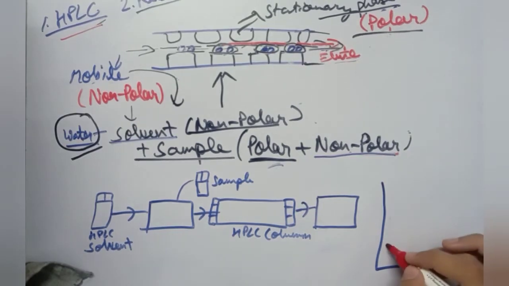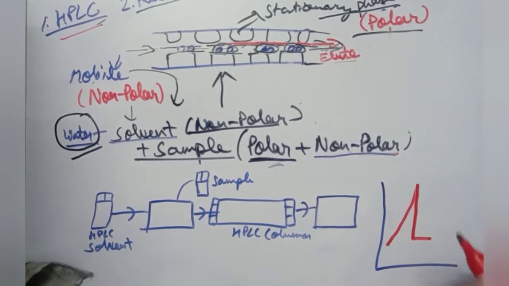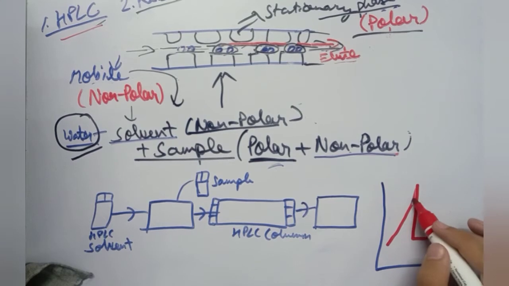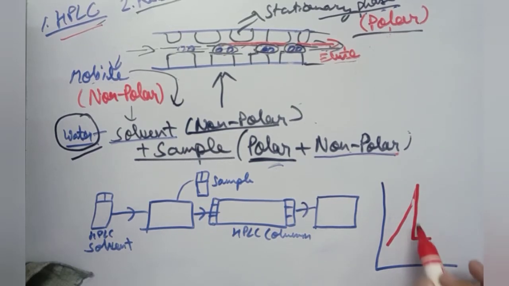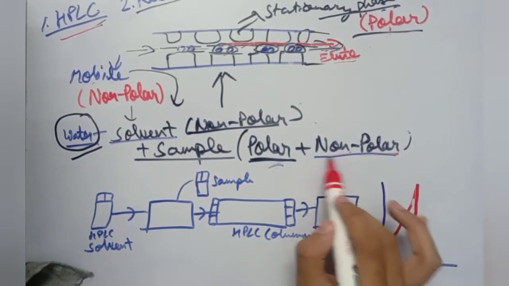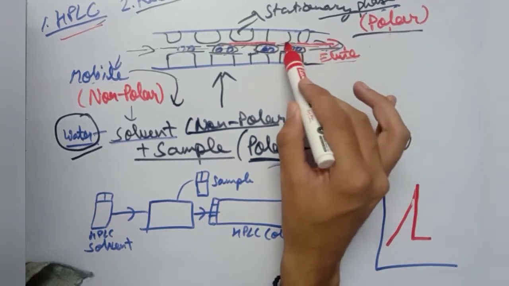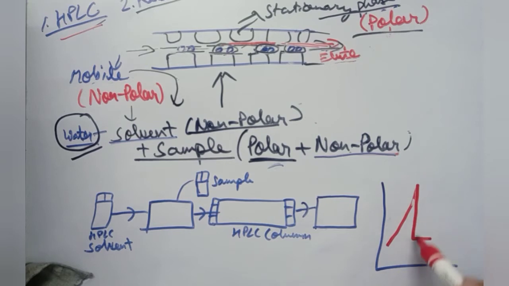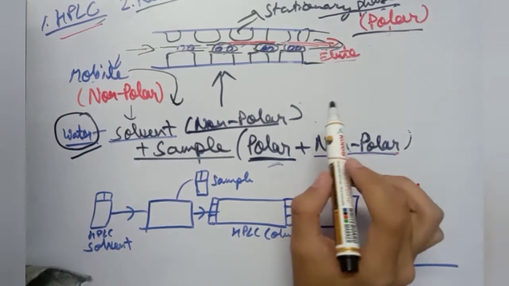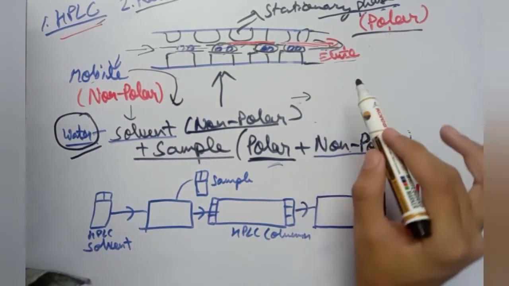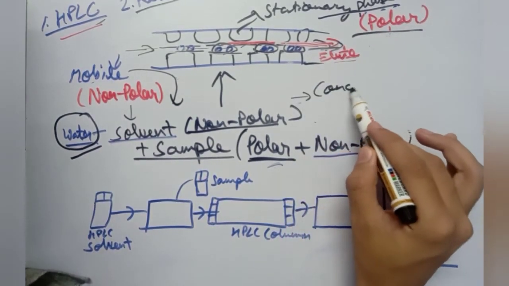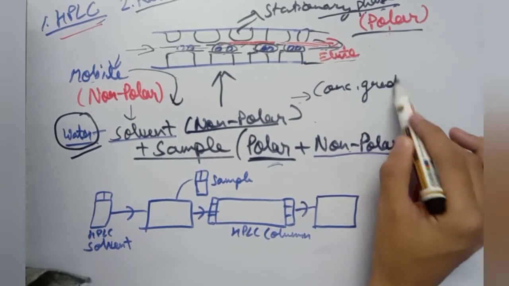And a graph of this type is formed. A peak of this type is formed. I have shown the peak in red color because we have assumed that the non-polar component is of red color, so I have made that of red color. Now we have to also elute out the polar component. How we can do that is by using the concentration gradient property.